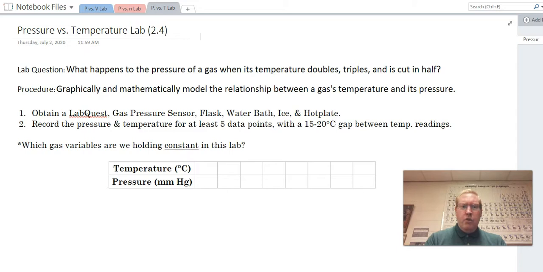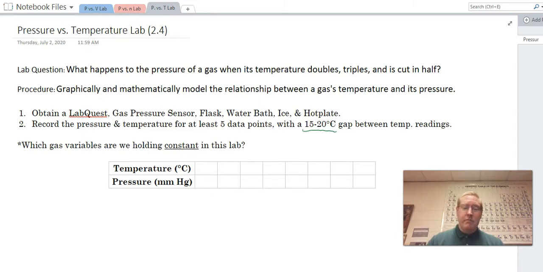It says record the pressure and temperature for at least 5 data points. At least 5. I put in a bigger data table in case I want to get more data. With a 15 to 20 degrees Celsius gap between temperature readings. In this case, to make sure that I get decent data, that it can actually give me a useful graph, I don't want to have my temperatures stacked right on top of each other. I actually want to have a fairly good separation between temperatures when I record the temp and the pressure.